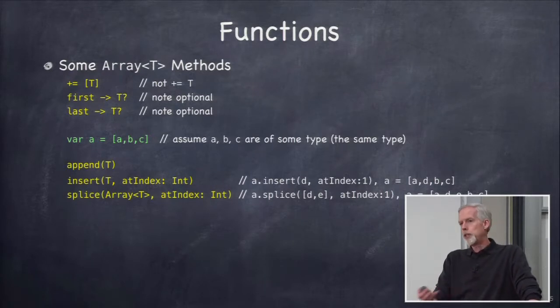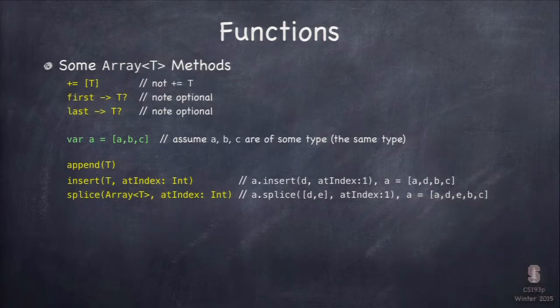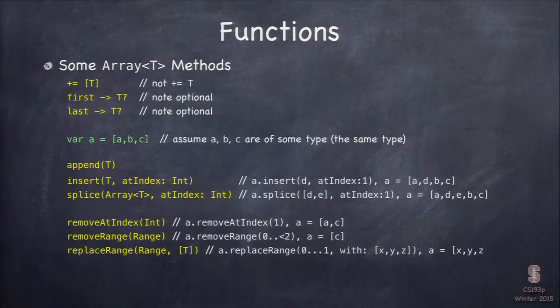There's also insert, so you can insert something in the middle of your array. You just specify what index. There's also splice. Okay, splice will take another array and splice it into the middle of your array. So that can sometimes be valuable. It's otherwise just like insert. It's just like inserting another array inside the array. There's also removeAtIndex, of course, if it's a var. If you've got your array in a var, you can do removeAtIndex. There's also removeRange. So you can specify a range with the ... thing or the ..< thing and remove a range of your array elements.